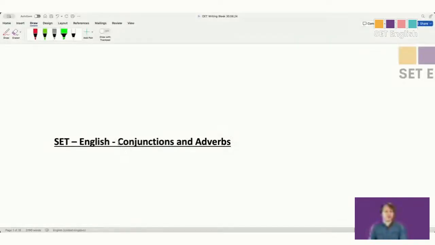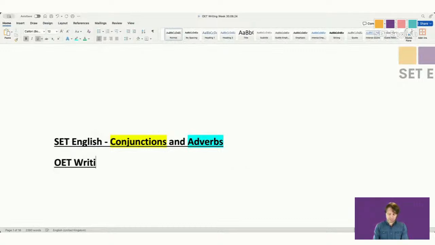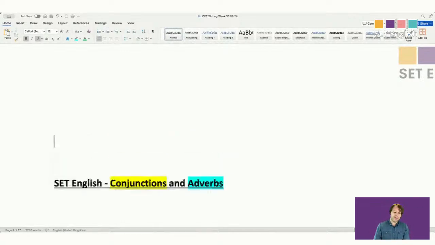Now let's get started. Today, as I said before, we're going to look at grammar. So OET grammar, and we're going to look at conjunctions and adverbs, and why this is so important for OET writing. Okay, guys. So this is SET English, and this is an OET writing class. Okay, so let's get started. Conjunctions and adverbs. What is a conjunction?